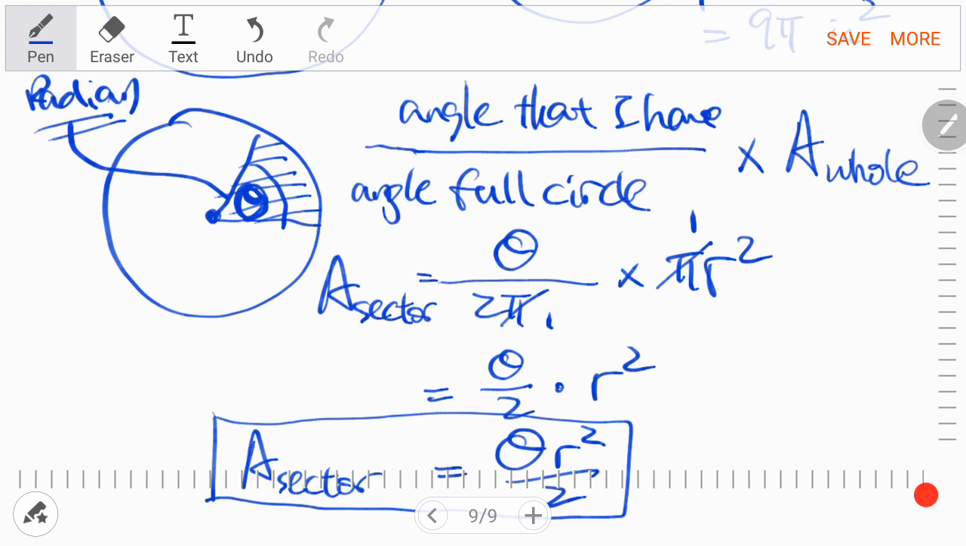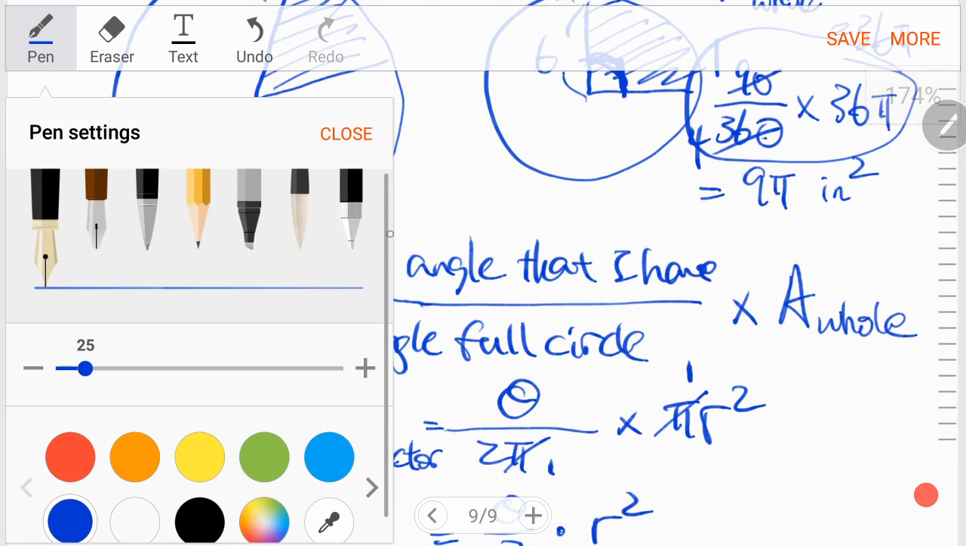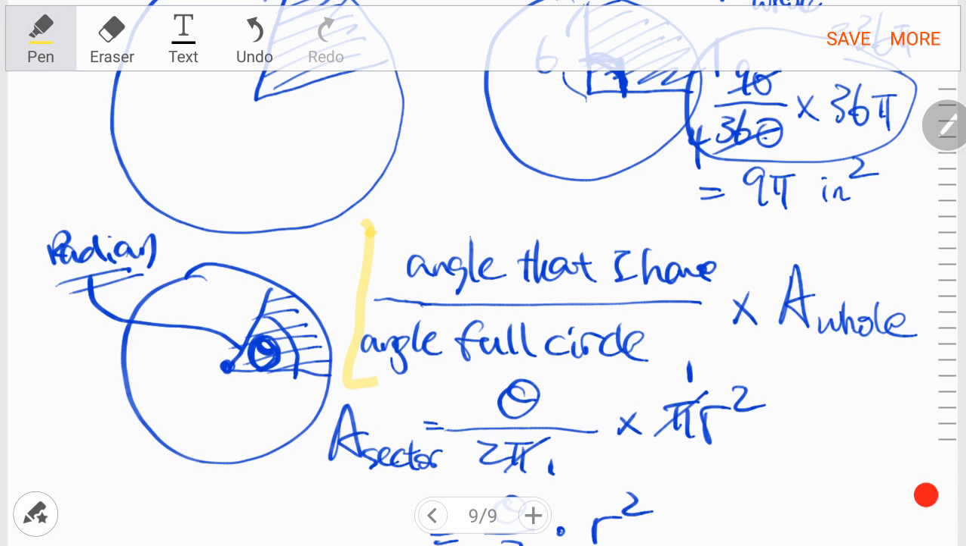However, if your angle is measured in degrees, then the approach would be similar to that. But ultimately, what we are doing is using this logic: we're using the angles to represent how much of the whole, right? How much of the whole pizza do we have? So the angle that we have in the numerator and the angle of the full circle in the denominator will give us a ratio, a proportion, where I know how much of the original we are interested in, or highlighted, shaded.